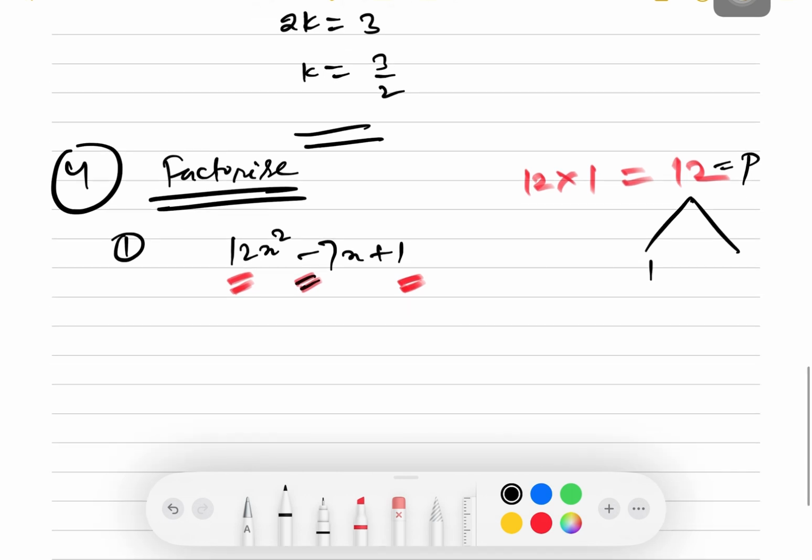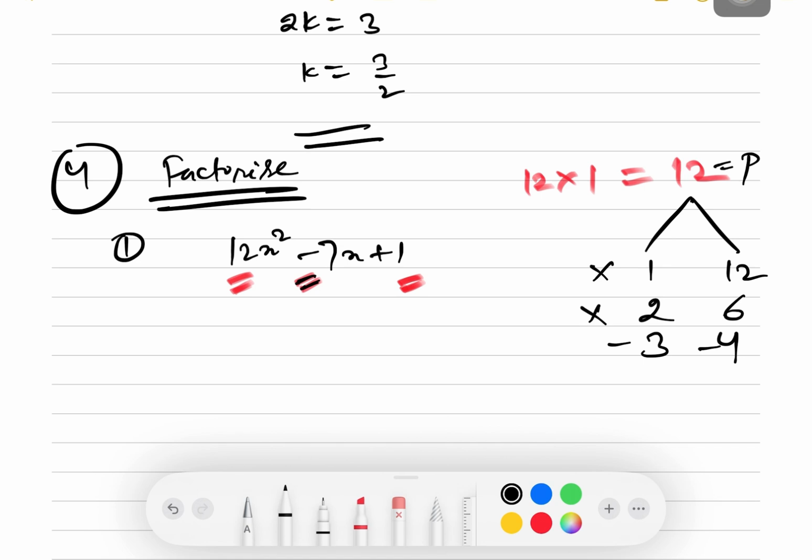I will start with 1 only, so that you can understand in a better way. See, 1 into 12 will give you 12, but 12 minus 1 will not give you 7, so this is rejected. Now 2 into 6 is 12 only, but 6 plus 2 is 8, and 6 minus 2 is 4, not satisfying this minus 7, so this is also cancelled. Now 3 fours are 12, 3 into 4 is also 12, and 3 plus 4 will give 7 also.